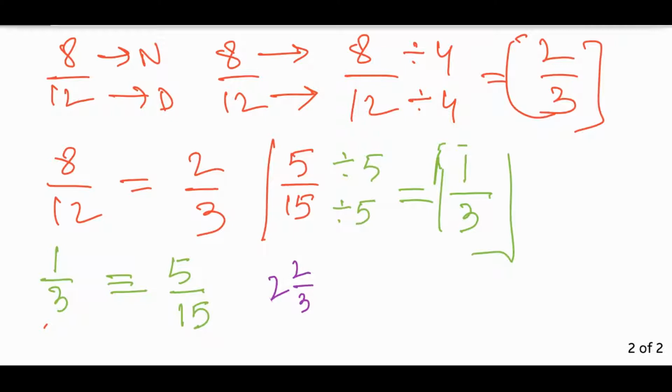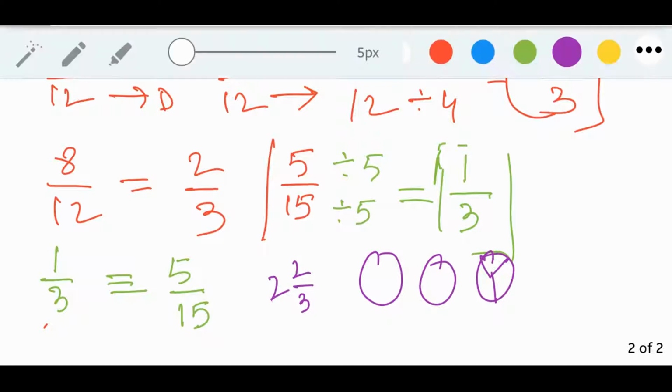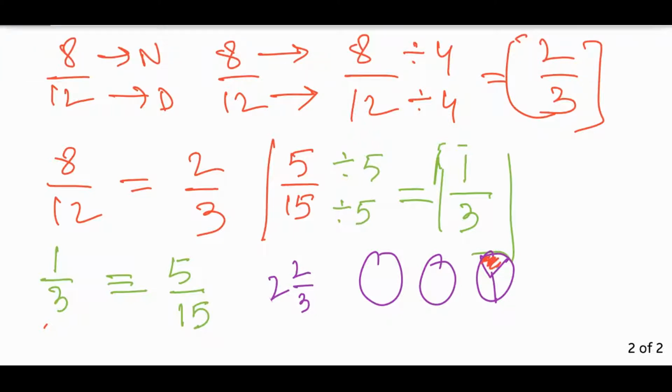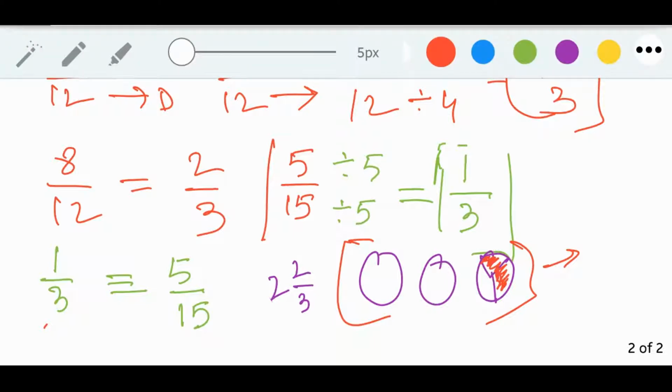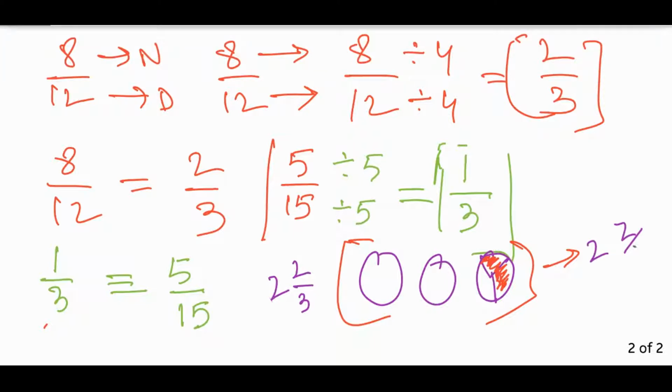Let's say 2 and 2 by 3. That means I can again express it in terms of pizza. So I have 2 complete pizzas here, and then another pizza which was divided into 3 parts, and I have taken 2 parts out of it. So this complete thing, if I represent, what I do is write 2 and 2 by 3, because 2 pizzas were completely full, they were not divided. So I write this one as a whole number and this as the fraction. So this is called a mixed fraction.